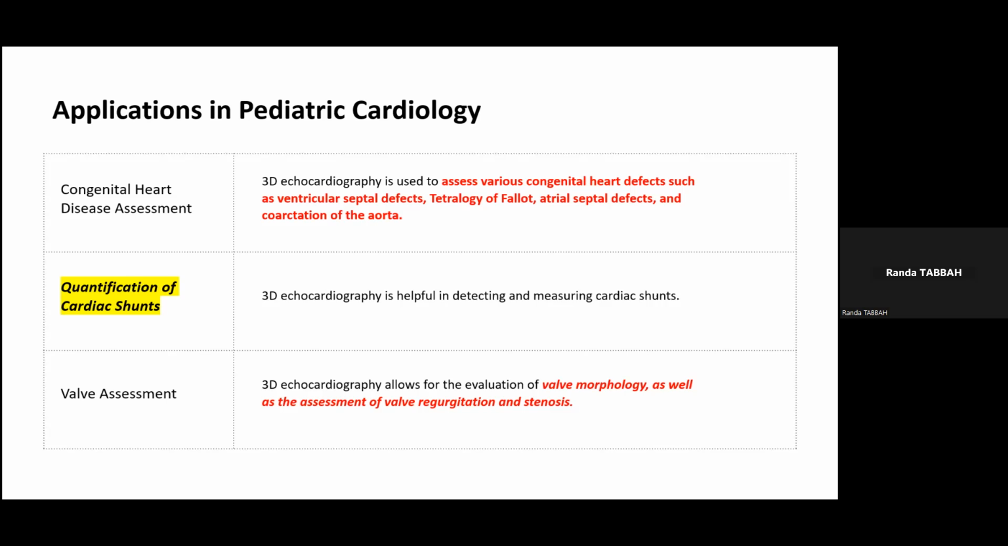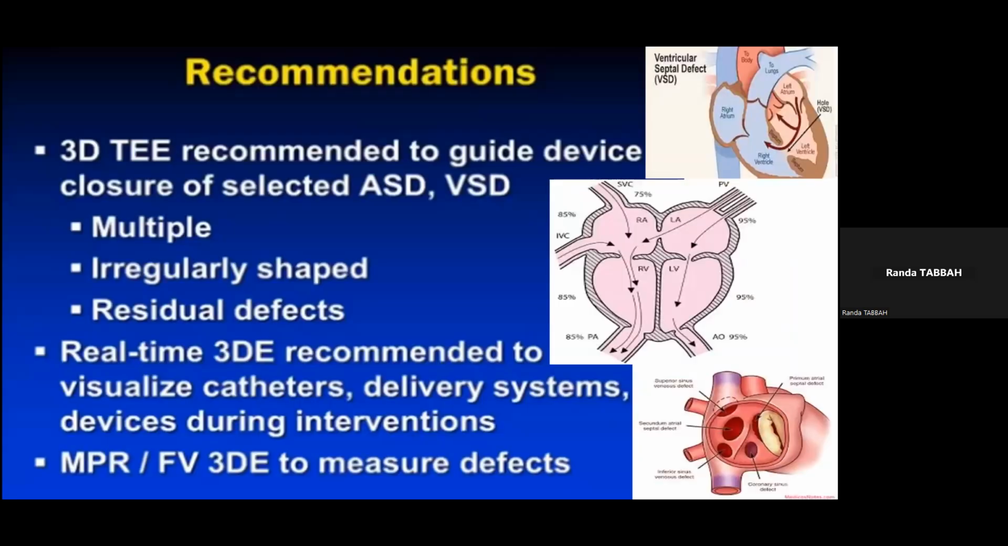And we can have an even better quantification of the cardiac shunts also. So as I was saying, 3D echo is better recommended when we have closure of selected ASD and VSD, multiple ASD, irregularly shaped. For example, if we have some residual defect, it will give us a better idea of the defects.